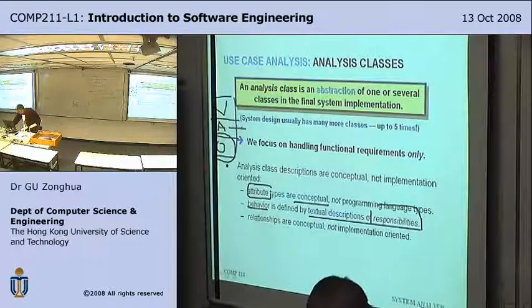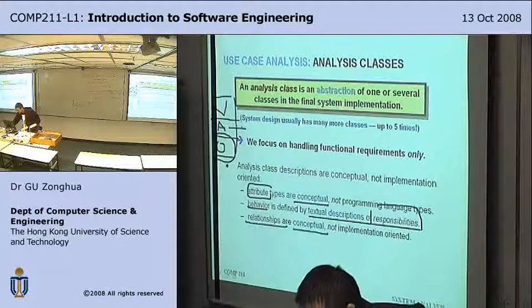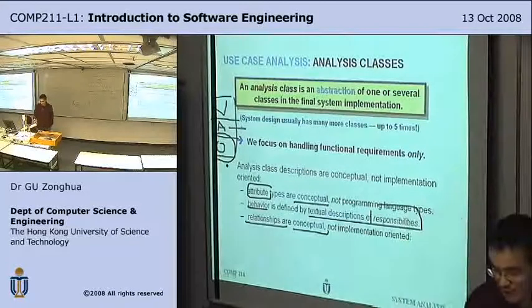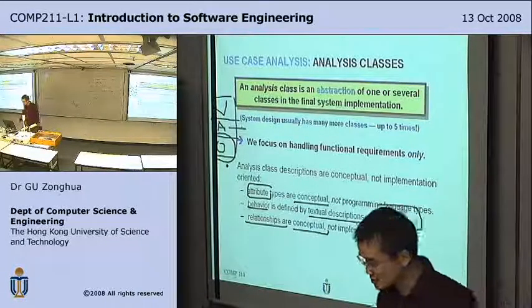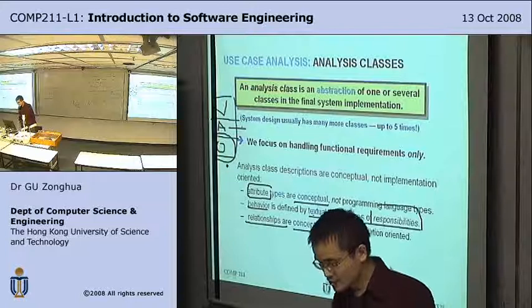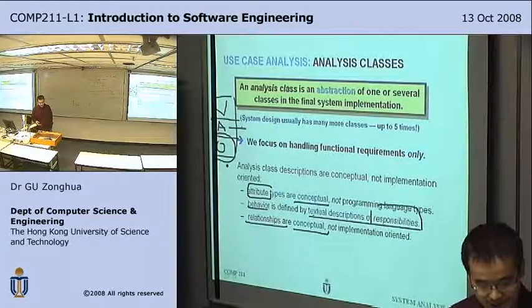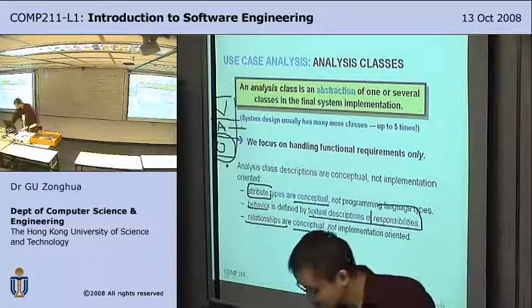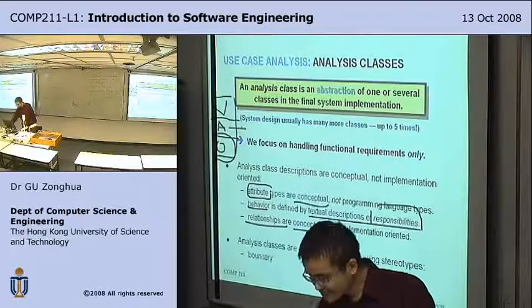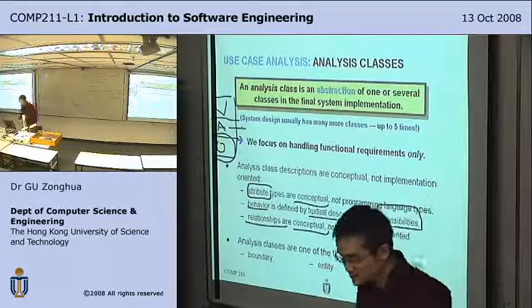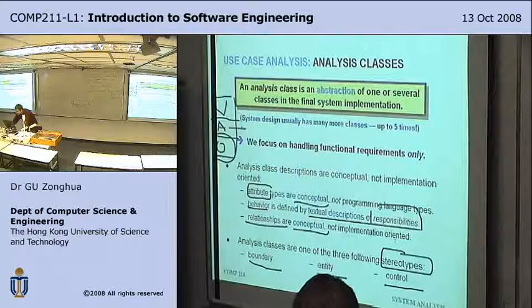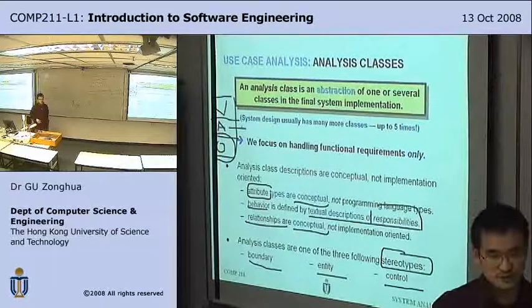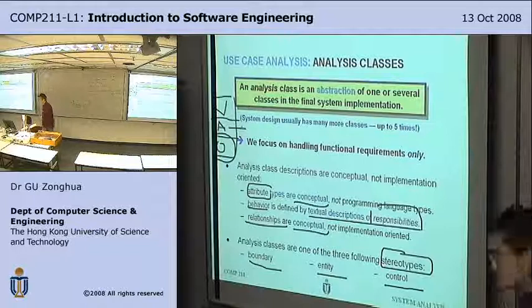Relationships are conceptual, not implementation oriented. That is, you don't care about pointers, references. You only care about conceptual relationships. So as far as this class can talk to that class, that's all you care about. You don't care about how it's implemented. So one of the 3 following stereotypes: boundary, entity, and control. Stereotypes, if you recall, are the additional annotation on your class to specify that it is a special class.